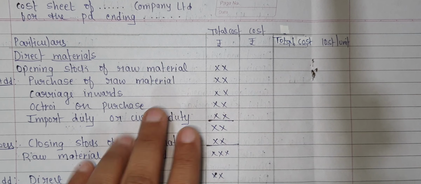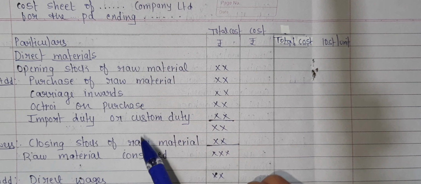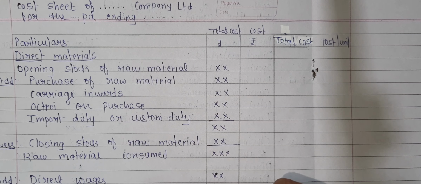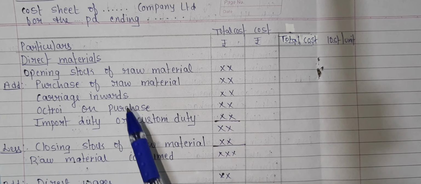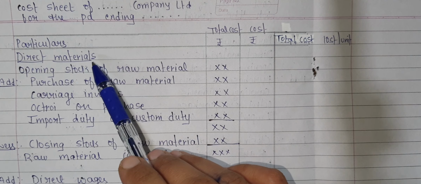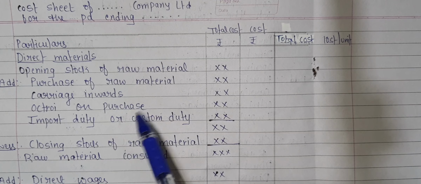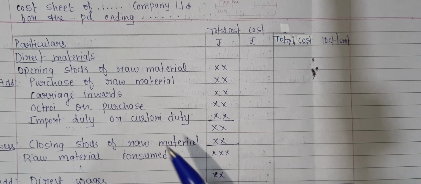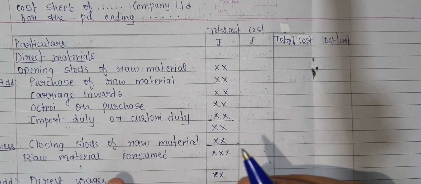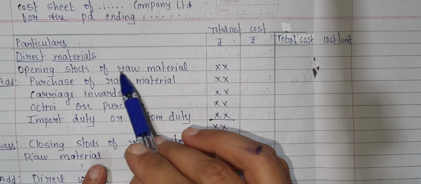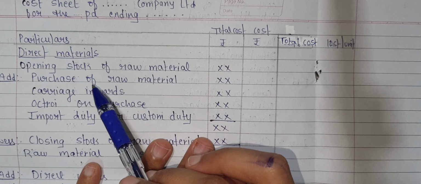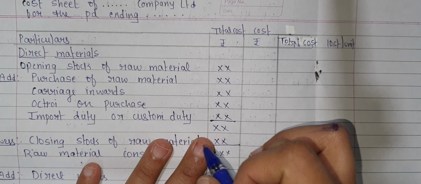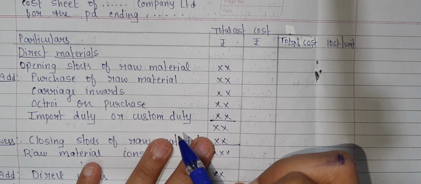So, see here. First one is direct materials. Means we have to arrive at prime cost. What is the formula of prime cost? Direct material plus direct labor plus direct expenses. Here, first we have to write down the direct materials. In that, first if there is any opening stock of raw material, we have to write down the opening stock of raw materials. And for that, we need to add any purchases made during the year. So, add purchase of raw material.